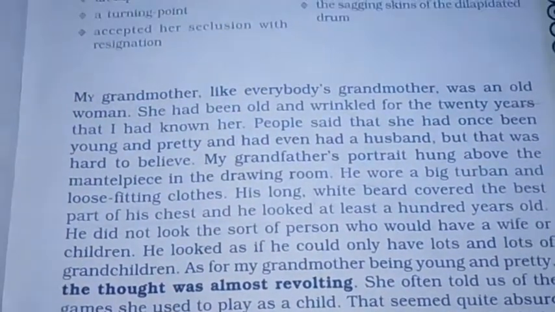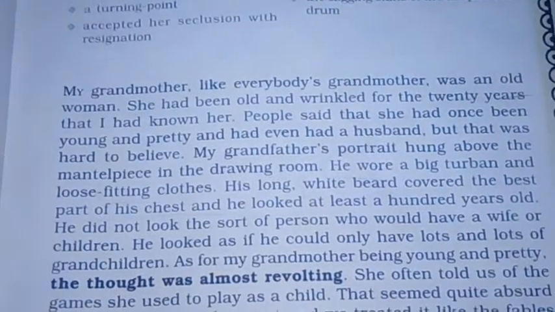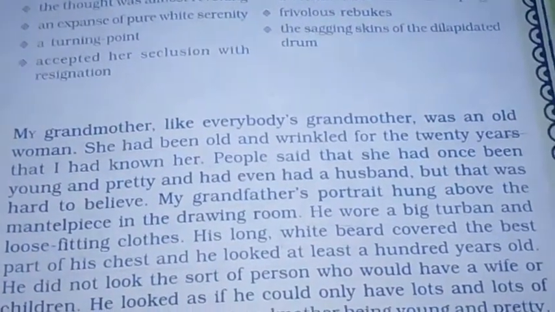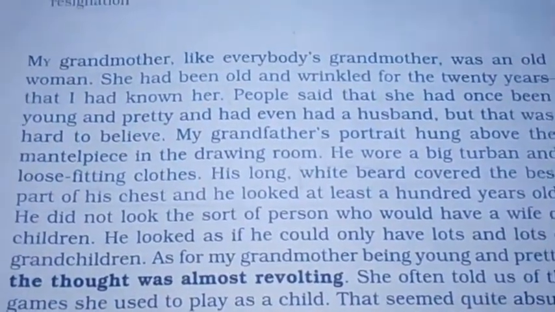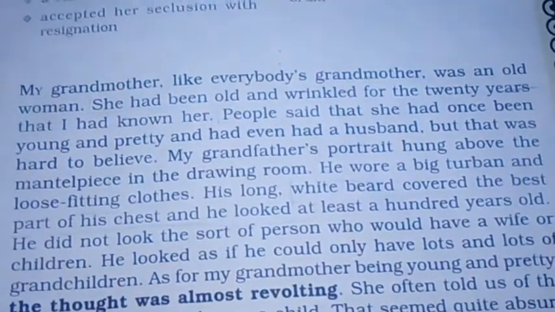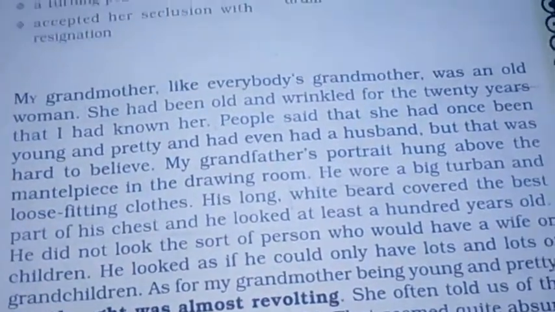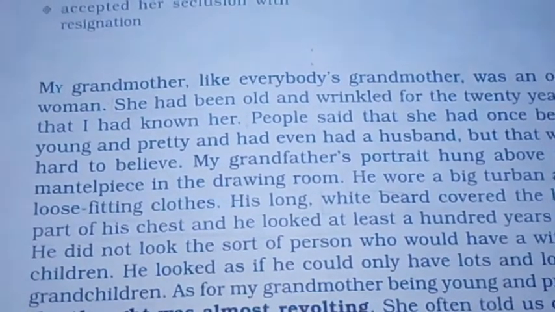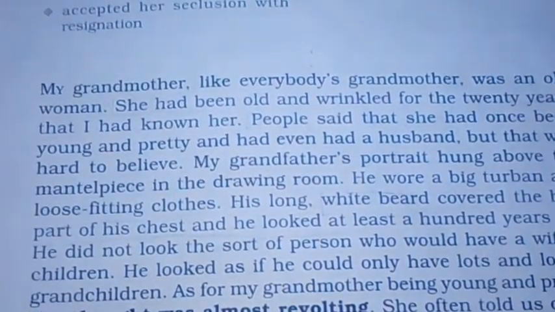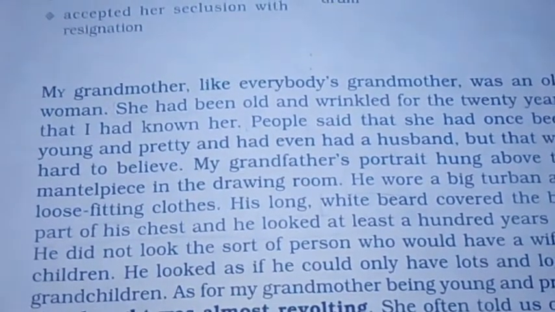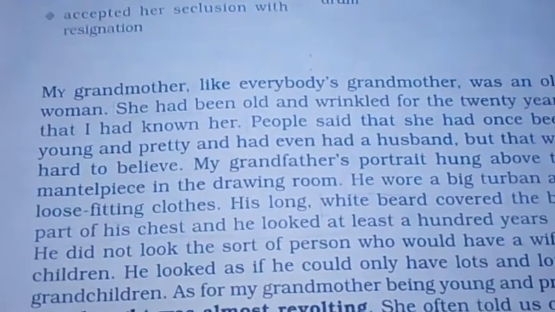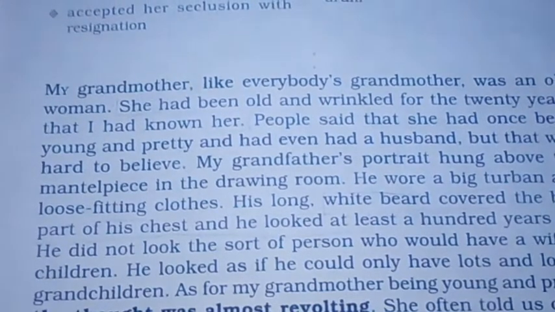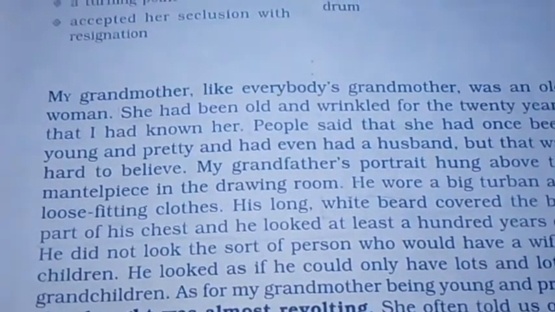Okay, then, "She had been old and wrinkled for the twenty years that I had known her. People said that she had once been young and pretty and had even had a husband, but that was hard to believe." Because he found his granny the same way always, through twenty years, it was very hard to believe that she ever had a husband, because the first image of her was that of an old, wrinkled face, and when she died, she remained the same.